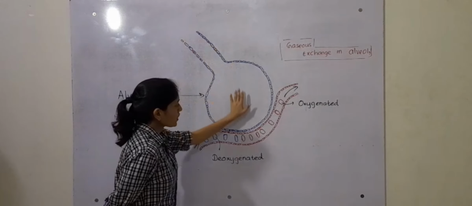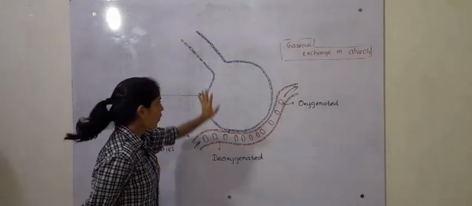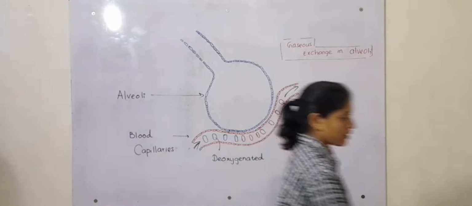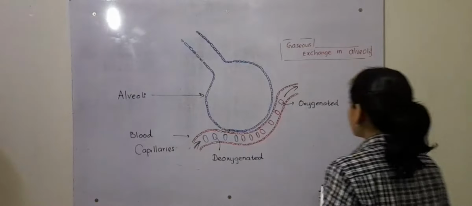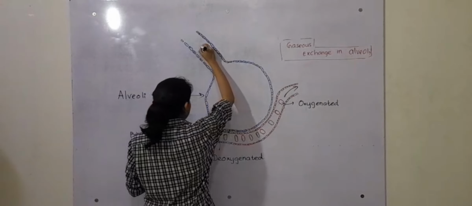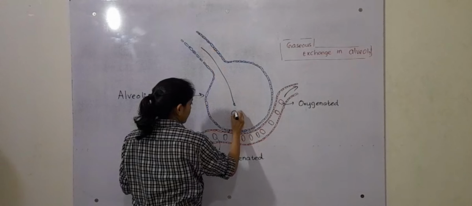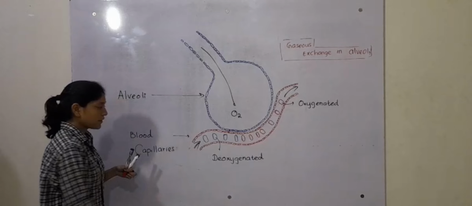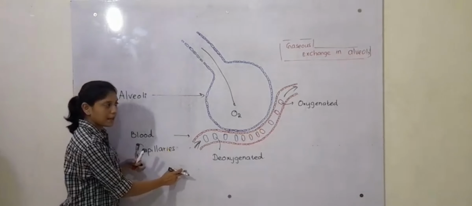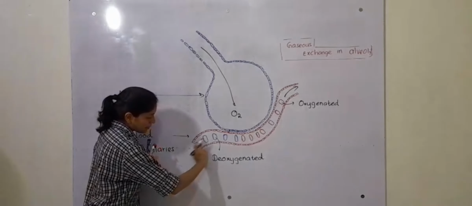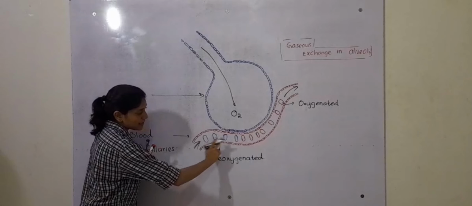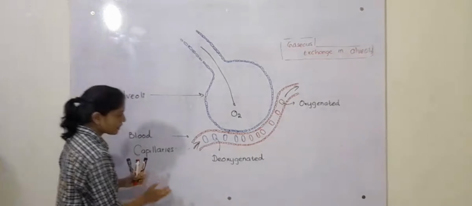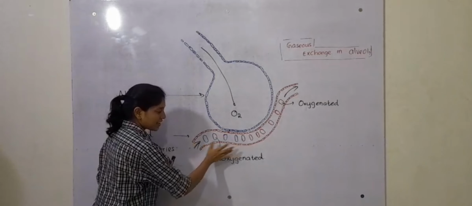Oxygen is brought into the alveoli. Understood? And this is a blood capillary, people. This blood capillary brings the deoxygenated blood to the alveoli. Understood? So it is going to bring deoxygenated blood.